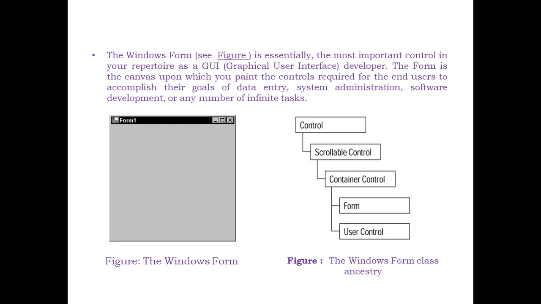So the form is essentially the most important control in your repertoire as a graphical user interface developer. The form is a canvas upon which you paint controls that require the end user to accomplish their goals of data entry, system administration, software development, or any number of infinite tasks. On the left side you have the basic Windows form. On the right-hand side is the Windows form inheritance tree: control, scrollable control, container control. In this tree structure, the container control has forms and user controls.